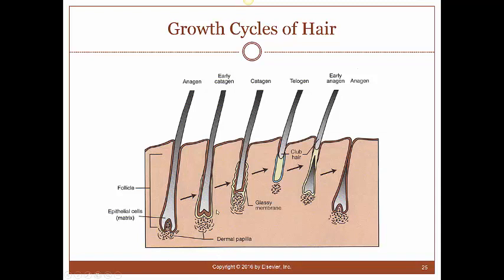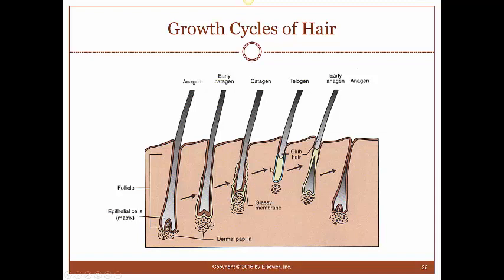All at once, when we get to catagen, what ends up happening is down in here the papillae starts to go away, and it pulls back down into the dermis, and so the hair starts to separate from it. And then finally here in late catagen, the papillae is all but pretty much gone away from the hair, and it's turned into a club.